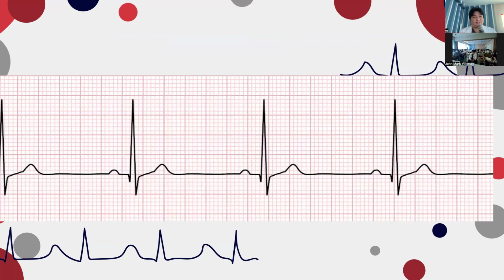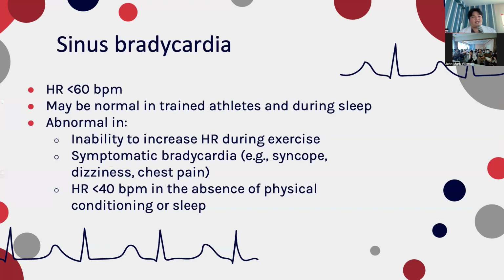So for this ECG strip, we have less than 60 beats per minute. The rhythm is regular. There is a P wave present. The QRS is normal. So we have sinus bradycardia. The heart rate is less than 60 beats per minute, may be normal in trained athletes or during sleep. Abnormal in inability to increase heart rate during exercise. Symptomatic bradycardia: syncope, dizziness, and chest pain.